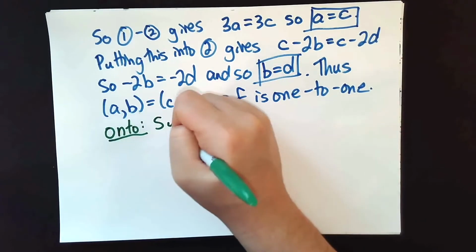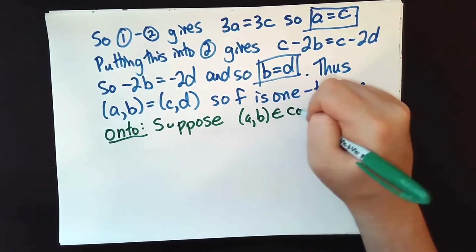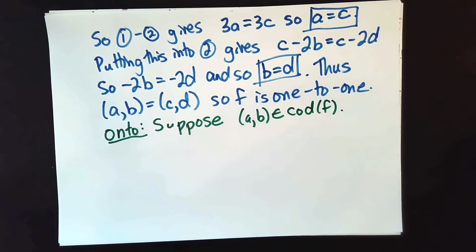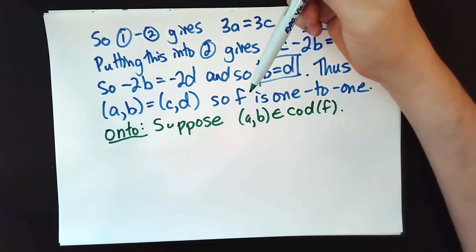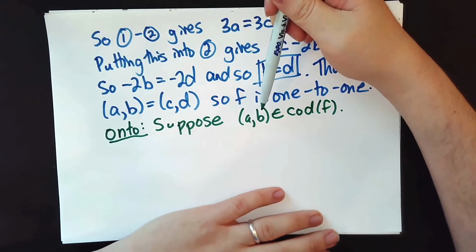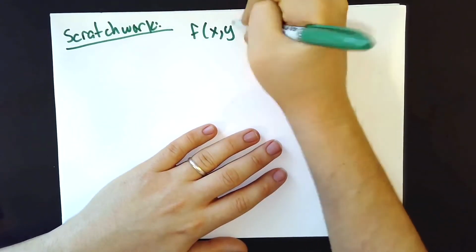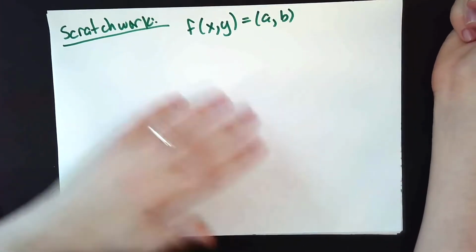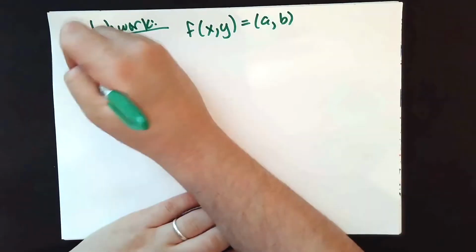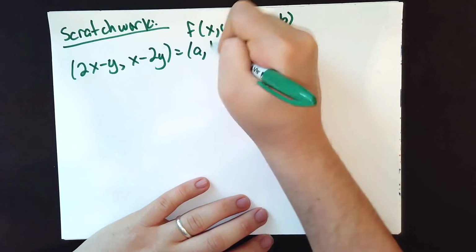So I'm going to start with an arbitrary element of the codomain of f, and I'm going to call it a comma b. Now, what is it I want to show? I want to show that there exists an x comma y in the domain that maps to a comma b. Well, to figure out how to do that, I'm going to need to do scratch work. Namely, I'm going to want to figure out when is f of x comma y equal to a comma b. That is to say, when is 2x minus y comma x minus 2y equal to a comma b.